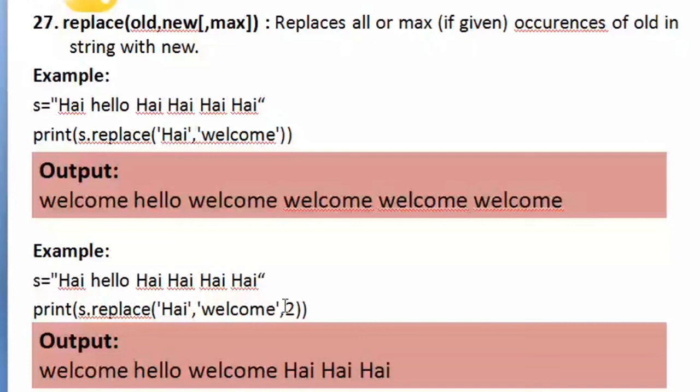So how many highs are there? There are 5 highs over here. But what I want to do is replace only the first 2 highs with welcome. So that's why I have mentioned 2 over here. If I don't mention anything, by default every occurrence will be replaced with the new text. But here I want to replace only the first 2 occurrences with welcome. So you can very clearly see that it's telling welcome, hello, welcome, and then hi, hi, hi. Are both the cases clear?